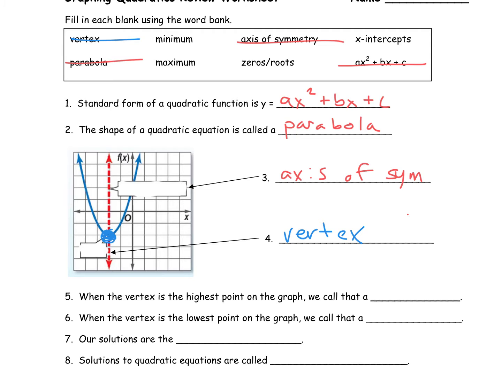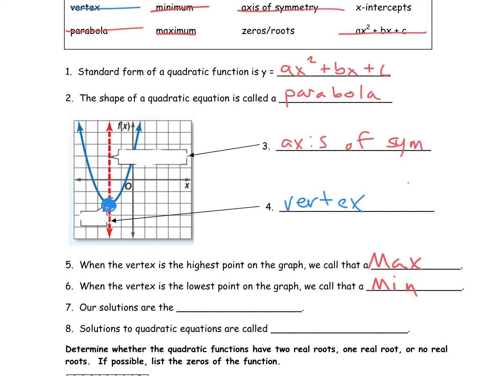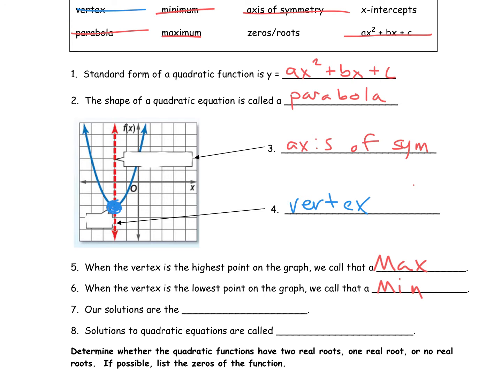When the vertex is at the highest point on the graph, we call that a maximum. When the vertex is the lowest point on the graph, minimum. Our solutions are called the... but this would be x-intercepts. And then this would be zeros / roots.